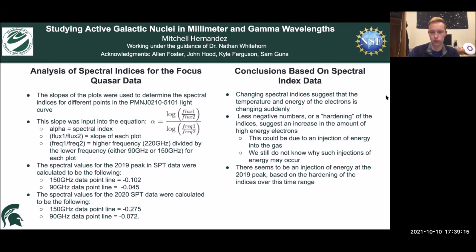So these changing indices suggest that the temperature and energy of the electrons is changing very suddenly. So when the numbers get less negative, it's called a hardening of the indices, and this suggests that there's an increase in the amount of high energy electrons. So this increase could be due to some sort of injection of energy into the gas, but we still don't exactly know why there would be such an injection of energy. But based on the hardening that I saw, because these numbers are less negative than the ones for 2020, there seemed to be an injection of energy at this 2019 peak based on that hardening.